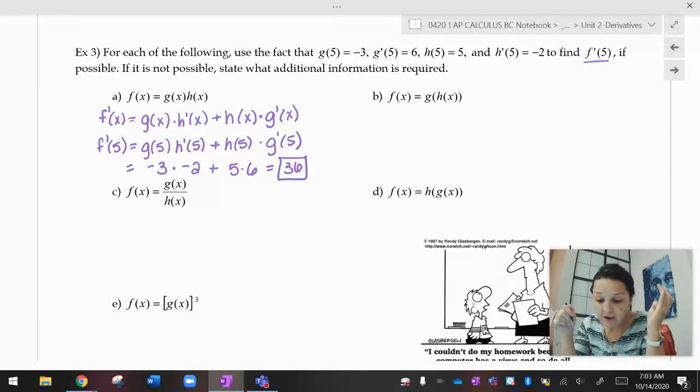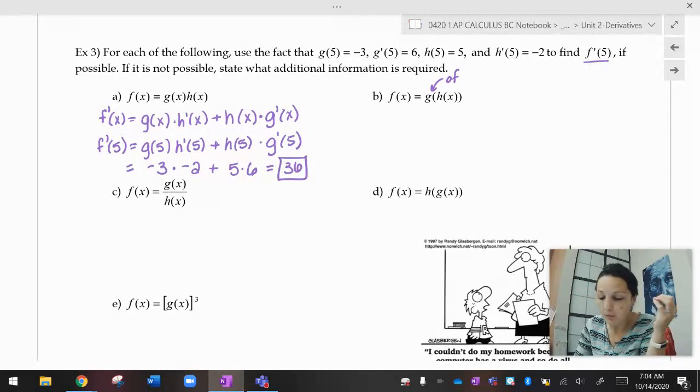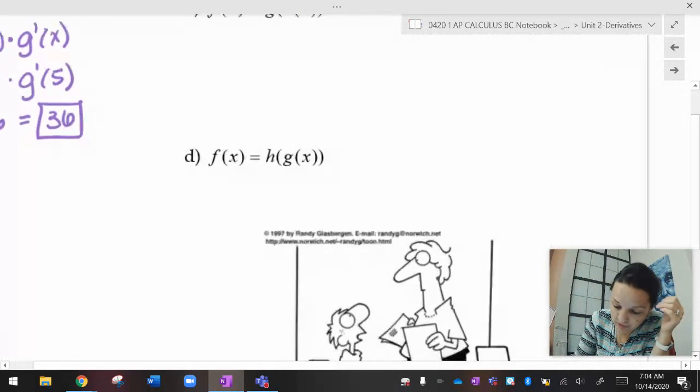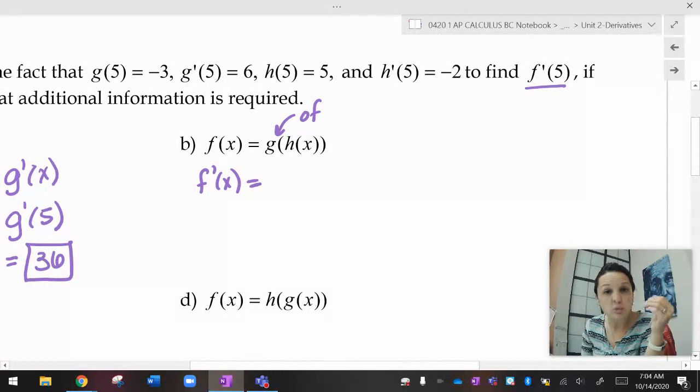B says f of x equals g of h of x. This is not multiplication. This is a composite function. g of h of x, not g times. Make sure you're being very careful about what you see there. So this requires the chain rule. So when I take the derivative here, f prime of x, I'm going to use the chain rule. Derivative of the outside, keep the inside, times the derivative of the inside.